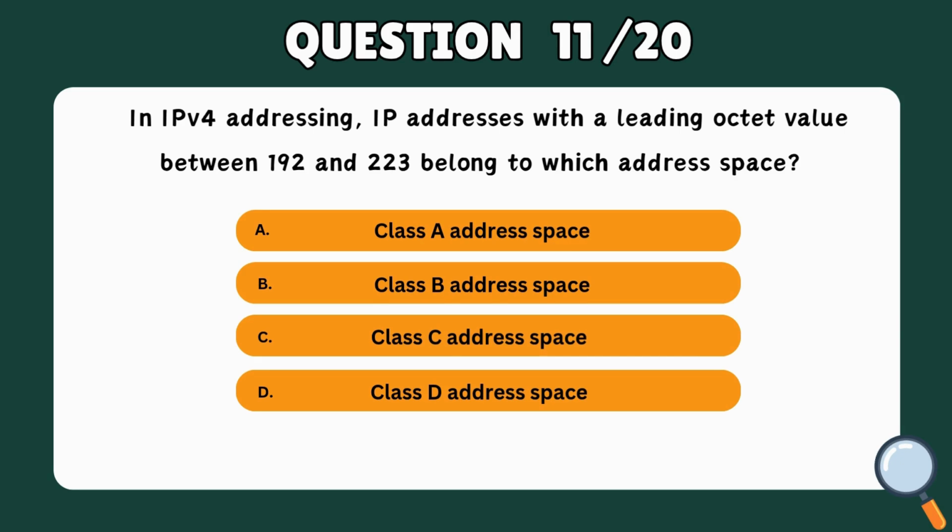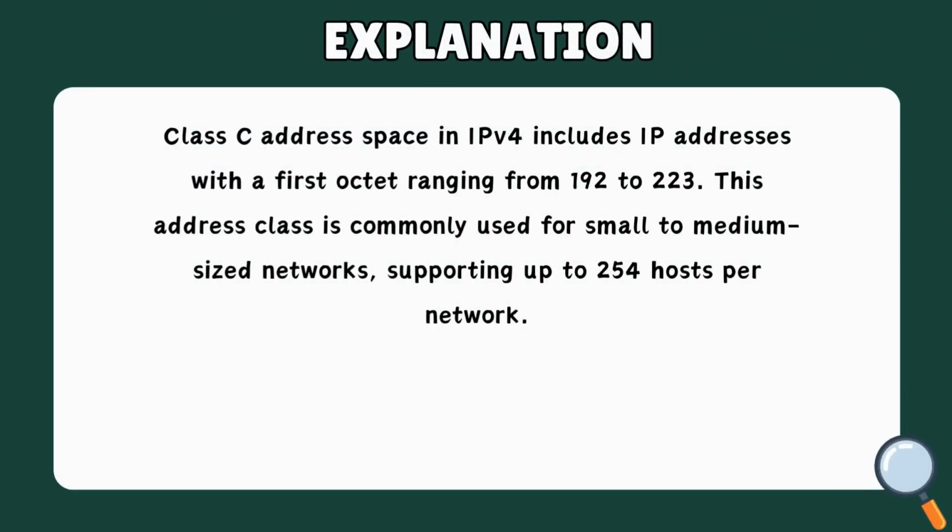A. Class A address space. B. Class B address space. C. Class C address space. D. Class D address space. Correct answer, C. Class C address space. Class C address space in IPv4 includes IP addresses with a first octet ranging from 192 to 223. This address class is commonly used for small to medium-sized networks, supporting up to 254 hosts per network.